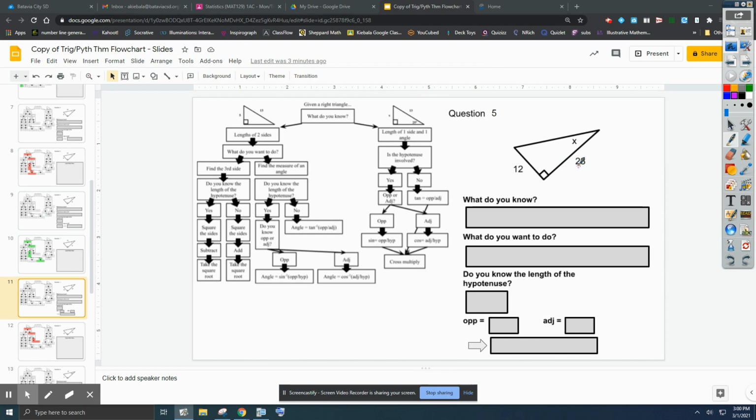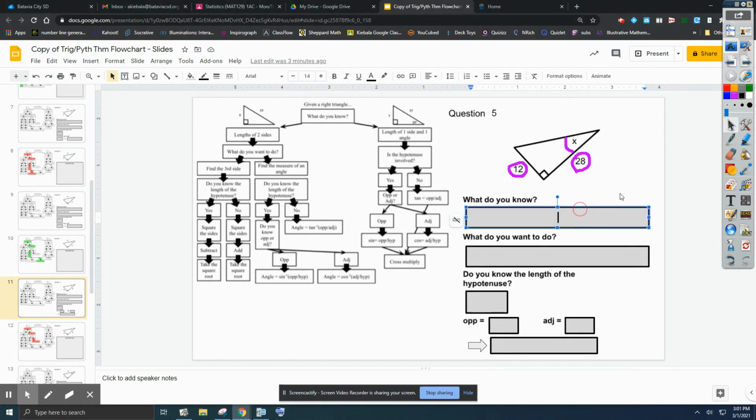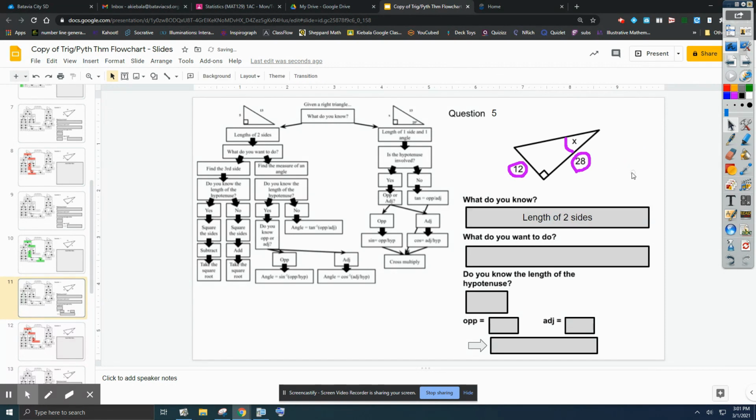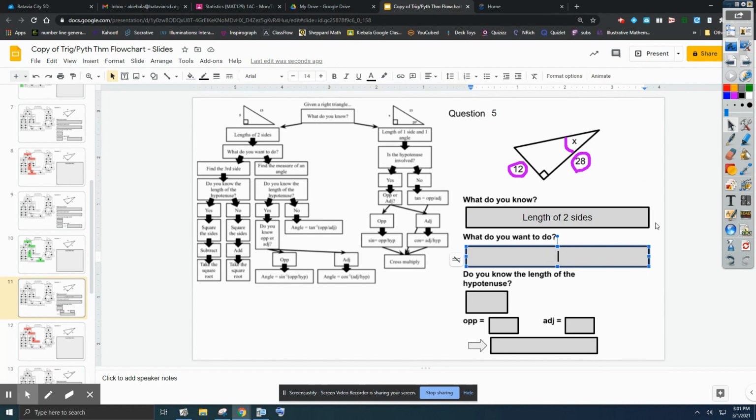And question 5, which is slide 11. Again, here's the variable x. It's in the angle, so we're going to find the degree of that angle. We're given this side is 12 and this side is 28. So what do we know? We know the length of two sides. What do we want to find? Because the x is in that angle, we want to find the degree of the angle.